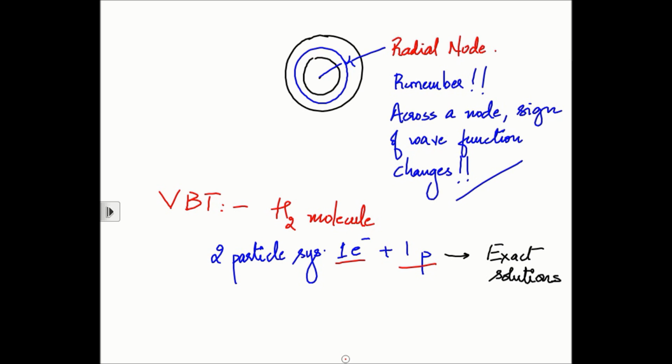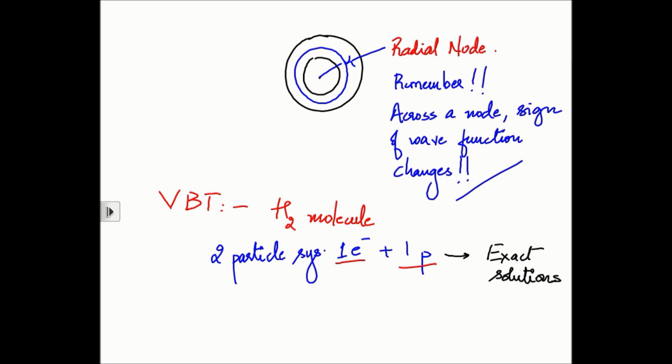In fact, if you go online, you will see the exact wave function that is associated with the 1s orbital, the exact wave function associated with the 2p orbital, and so on and so forth. The exact wave function is known. It is a function of the cosine of theta and so on. All that is exactly known for a one-electron system.